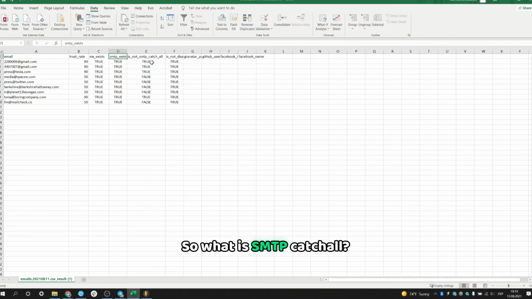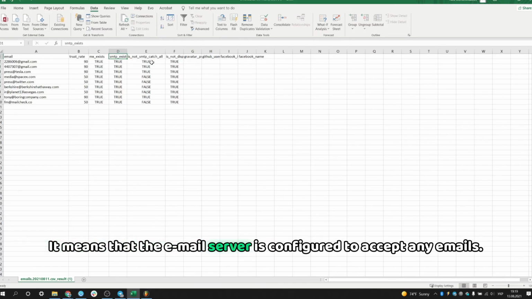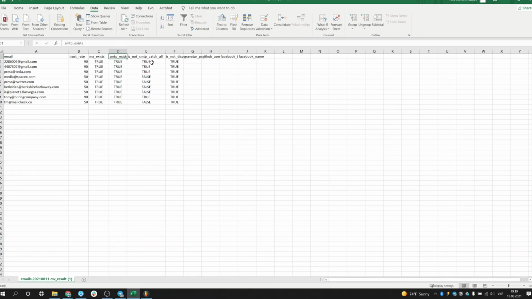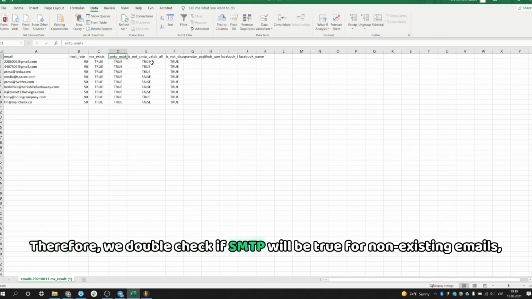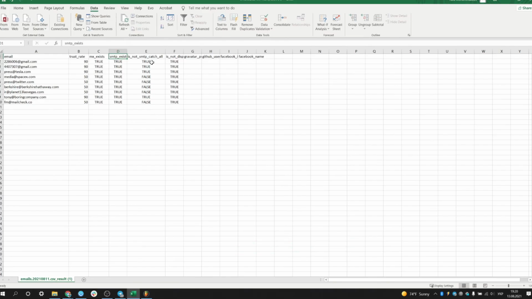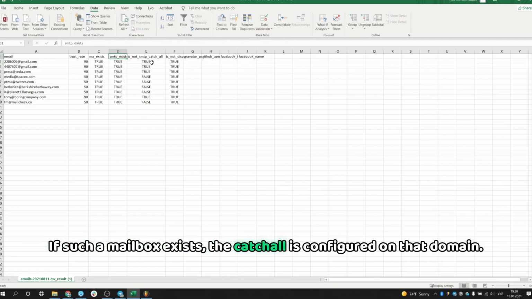The next one, and it's probably also a very important one, is SMTP catch-all. So what is SMTP catch-all? It means that the email server is configured to accept any emails. This means that the server has some sort of mailbox for all sorts of obscure stuff. Therefore, we double check if SMTP will be true for non-existing emails, for example, blah blah at domain.com. If such a mailbox exists, the catch-all is configured on that domain.